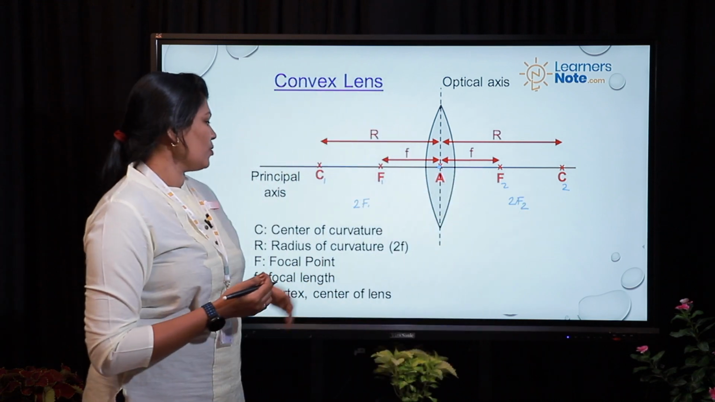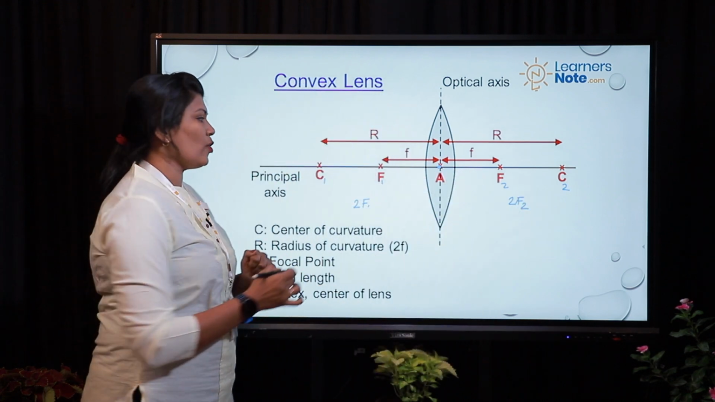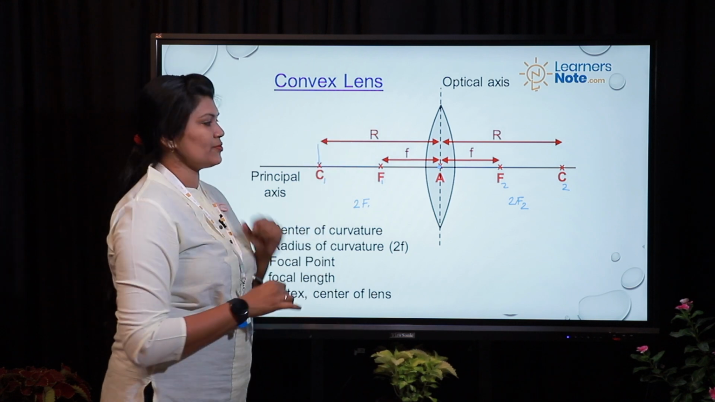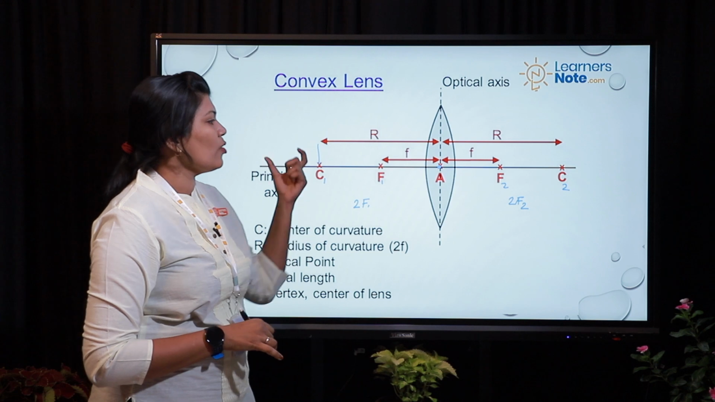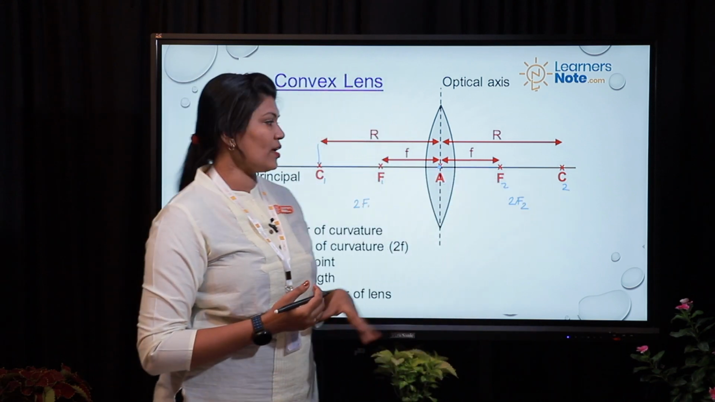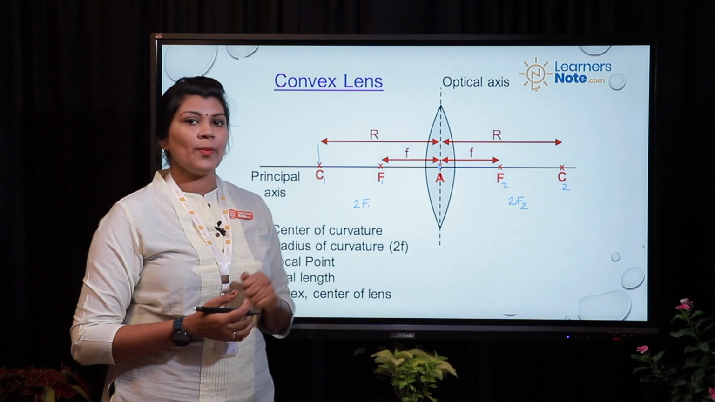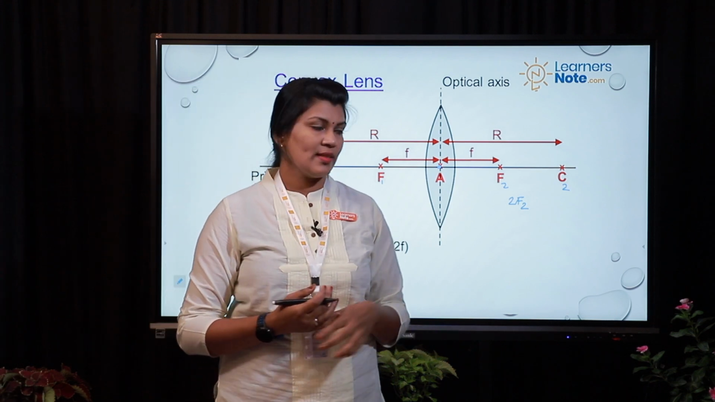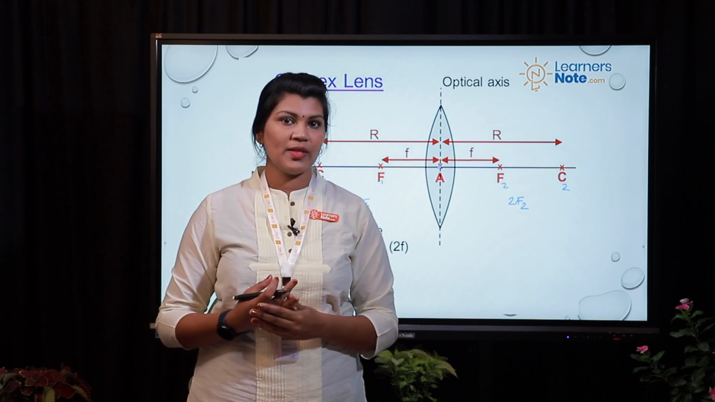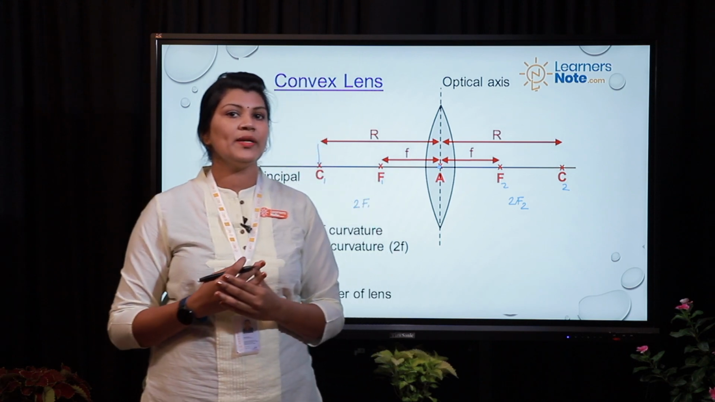Okay, so for example, if you are placing an object at C1, that is at 2f1, the image will be formed at C2, that is at 2f2. Depending upon the position of the object, the size of the image, the position of the image and the nature of the image will depend.